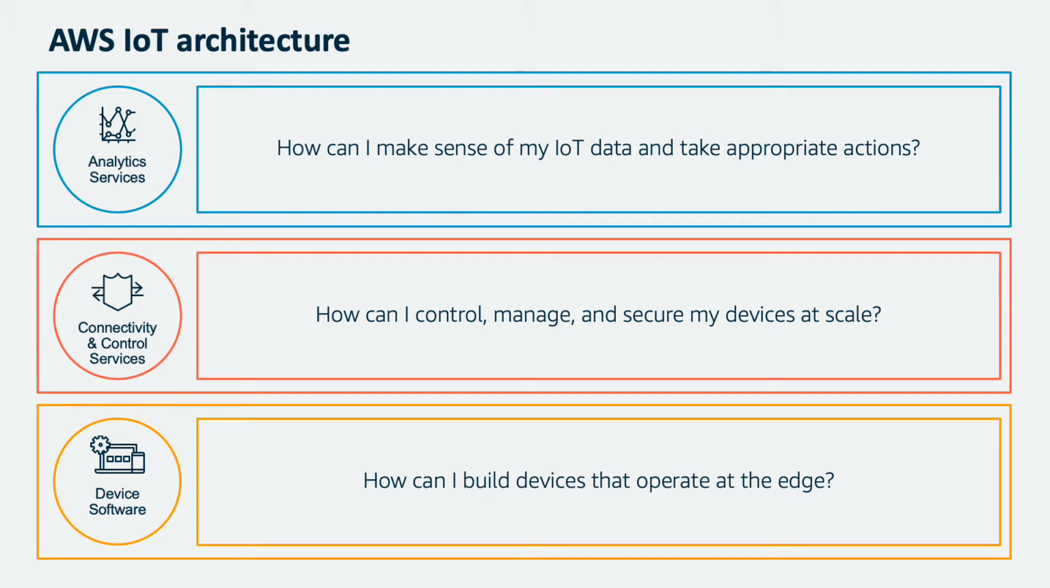And then there's the analytics services piece of the architecture. So asking the question, how can I make sense of my IoT data and take appropriate action? If I want to find out if all my devices are being used in the safest way possible, with the latest updates, and there's high customer satisfaction, how can I start to get some level of insight from our devices and use those?